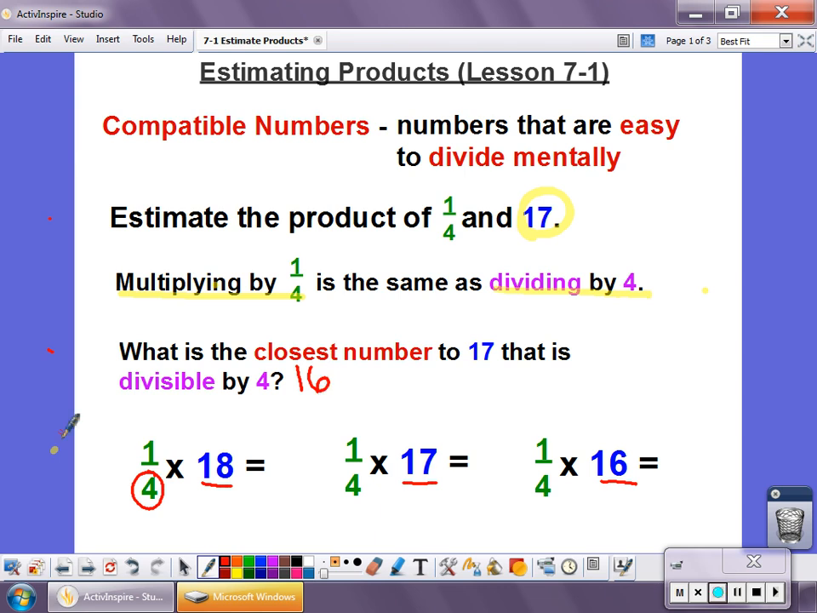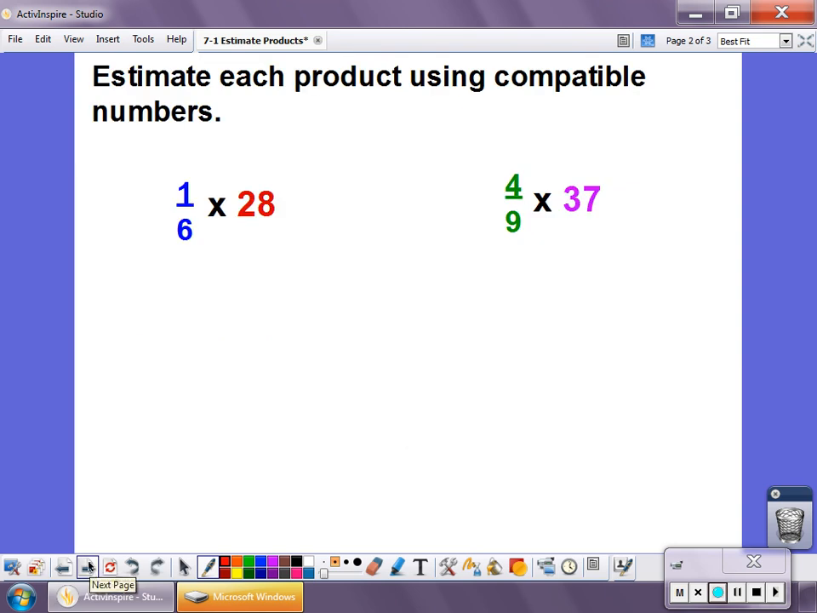So if I were going to round using compatible numbers, instead of thinking of 1/4 of 17, what I'm going to do is think of, well, what's 1/4 of 16? Well, 1/4 of 16 is 4. So I can use that to help me answer this question. 1/4 of 17 would be about 4. Okay, let's try that. So we're going to estimate these products using compatible numbers.